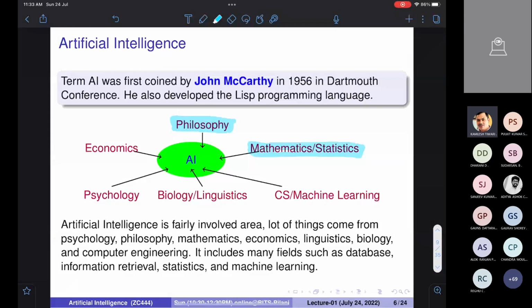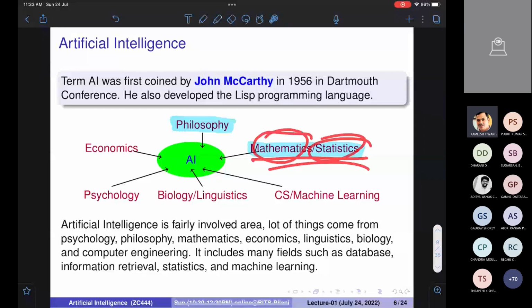What do mathematics and statistics do? Mathematics is God. If something is mathematically correct, it is correct. Statistics says that if a lot of data is given to you, it is going to be very near to its mean. Some fundamental properties are shown there. So mathematics and statistics are very important things. They bring the truth to the system.